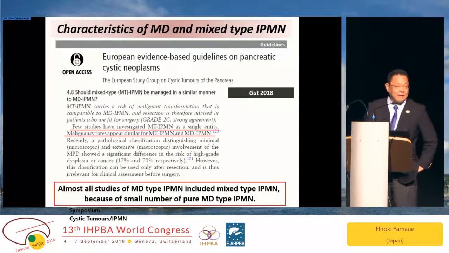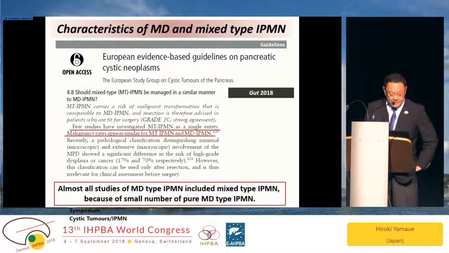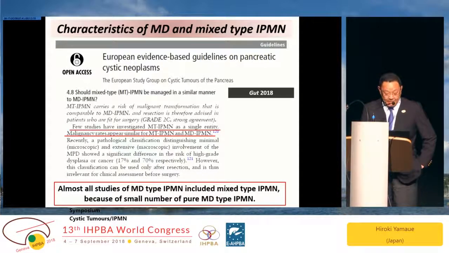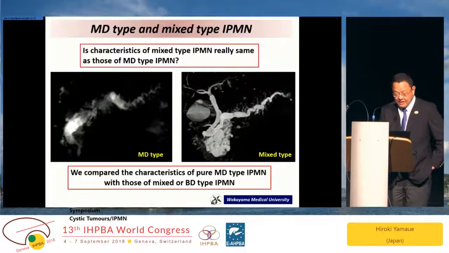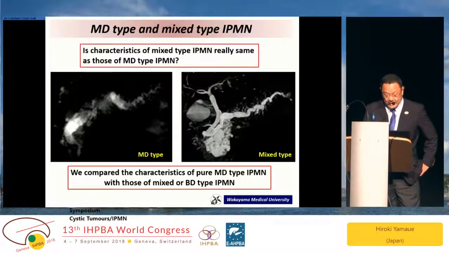And this is the European IPMN guideline, which shows that few studies have investigated mixed type IPMN as a single entity. The malignancy rate appears similar for mixed type and main duct IPMN. That means almost all studies of main duct IPMN included mixed type IPMN because of the small number of pure main duct IPMN. And what are the characteristics of mixed type and main duct type?